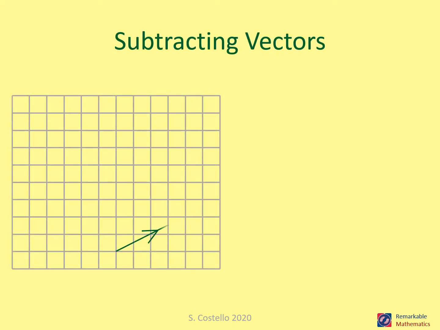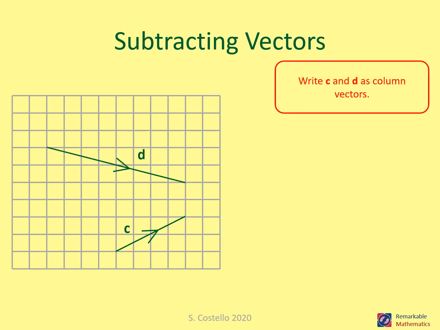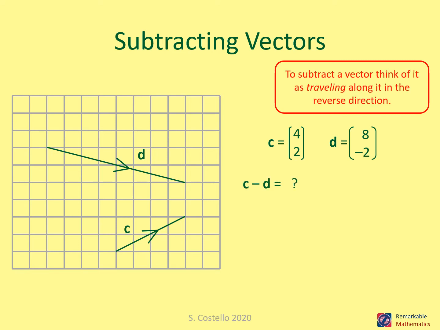Subtracting vectors. Vector C and vector D. We write C and D as column vectors. So what would C minus D give us? To subtract a vector, think of travelling along it in the reverse direction. So C minus D.